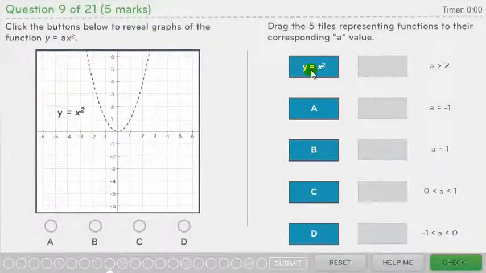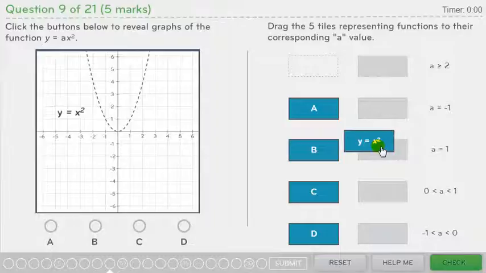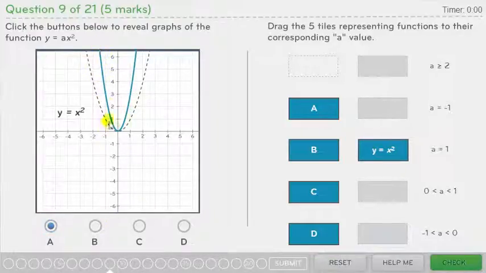In this question, you need to be able to match your graphs to the a value. So for our first equation, y equals x squared, our a value is just going to be 1. The basic function has an a value of positive 1. Now for graph A. Graph A clearly shows that we have an expansion.